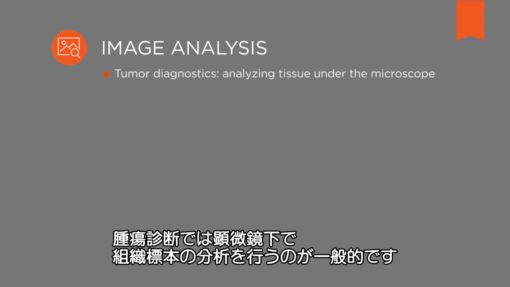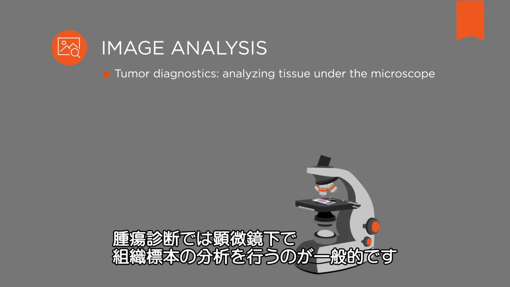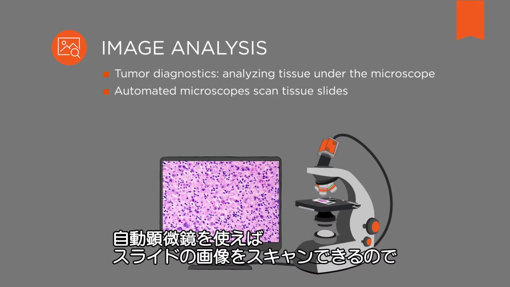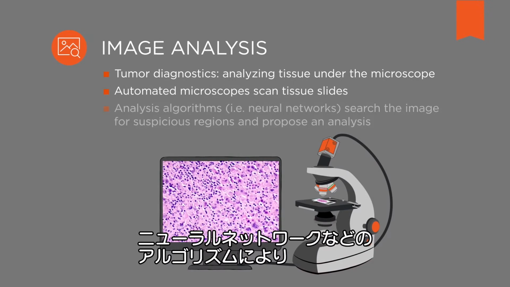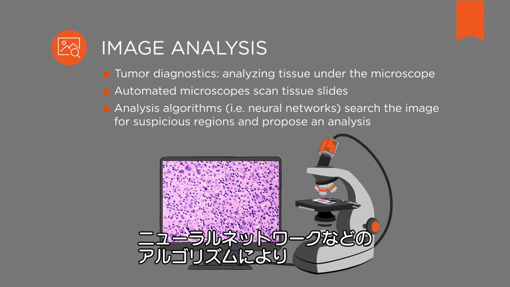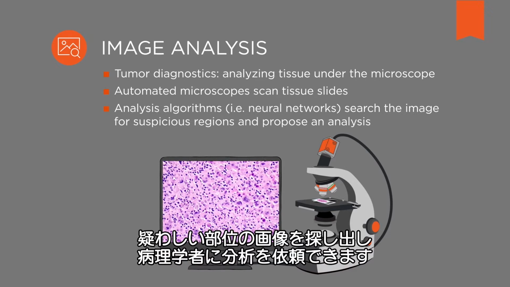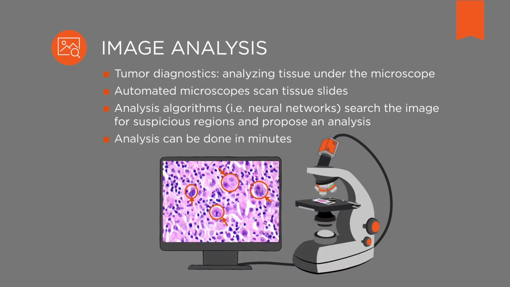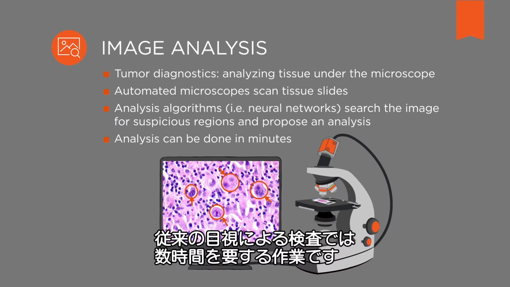Number 2. Image analysis. In today's tumor diagnostics, sampling and analyzing tissue slides under the microscope is still common practice. With automated microscopes, the image of the slide can be scanned. Modern image analysis algorithms, such as neural networks, can then search the image for suspicious regions to propose an analysis to the pathologist. This can be done in minutes, while the manual investigation takes several hours and relies on a single human operator.